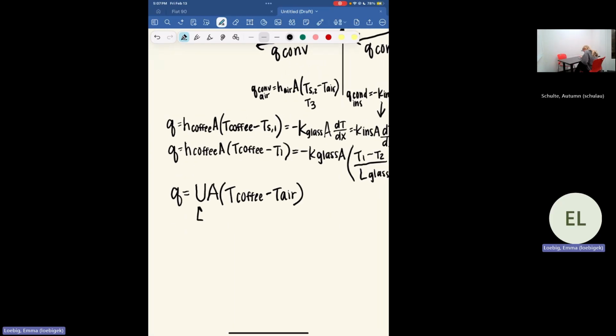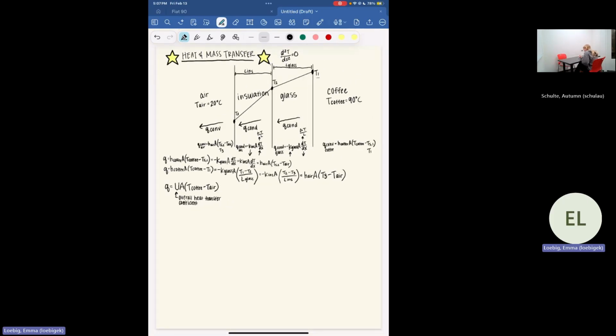U is our overall heat transfer coefficient. And if we're thinking about this process overall, we're going to have our starting temperature, T coffee, minus our final temperature, T air.